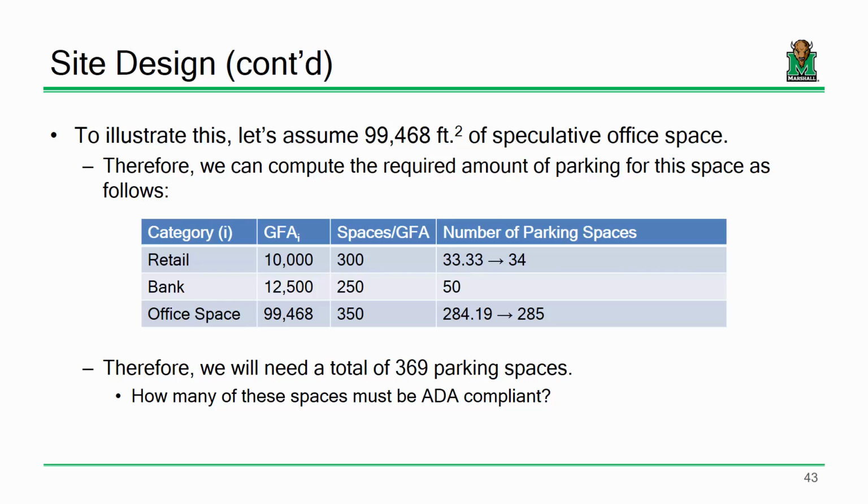Sound good? Now, how many ADA spaces do we need? One per every 30. So if I take that and divide it by 30, what do I get? Like a little over 12? So probably 13 ADA spaces. Probably would be a good idea to place the ADA spaces as close to the building as possible. Yeah, you need to place your ADA spaces as close to the building.